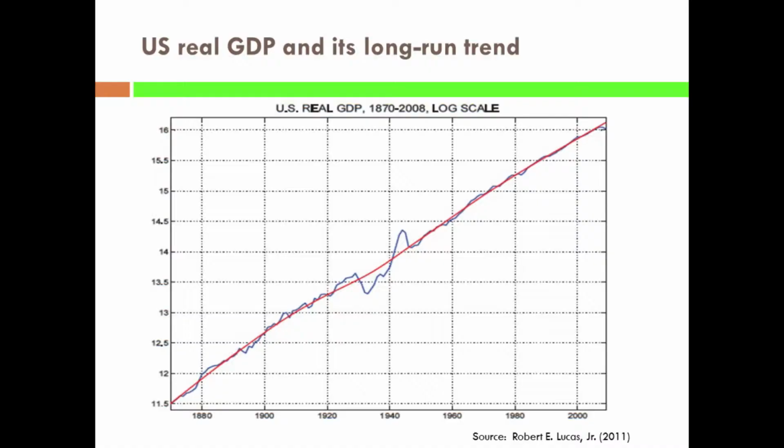Here's a picture of U.S. real GDP and its long-run trend, and it's been rising. This is a logarithmic scale, so the vertical axis doesn't really mean anything. It's hard to interpret what it means. And the trend that's been fitted through the data here is kind of subtle, has some curves in it, so it fits a little better than a straight line would.